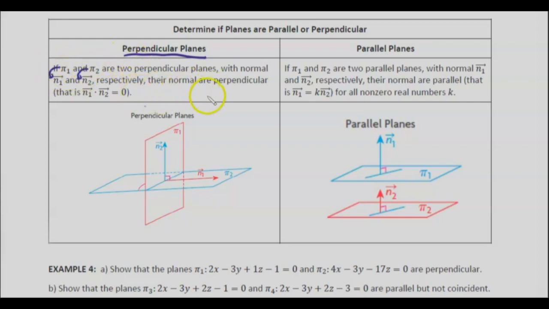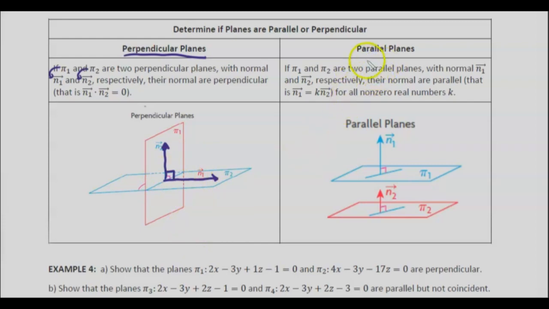Okay, their normals are perpendicular. So n1 dot n2 equals 0. Okay, so I'm going to give you an example. If we have the blue plane, then this normal is perpendicular just to the blue plane. Now, if we have the red plane, this normal is perpendicular to the red plane. And also, their normals are perpendicular.